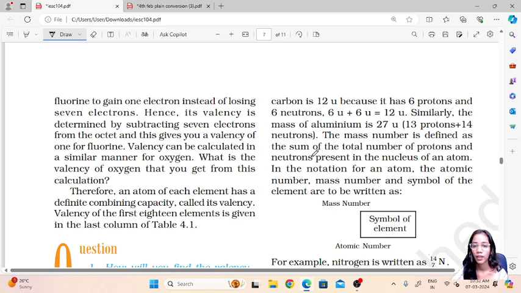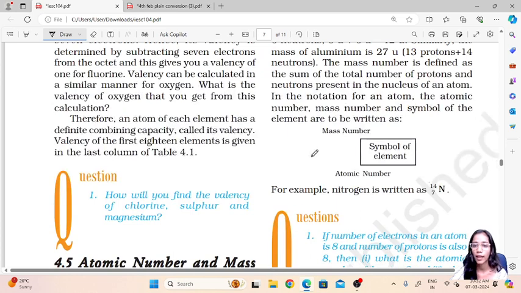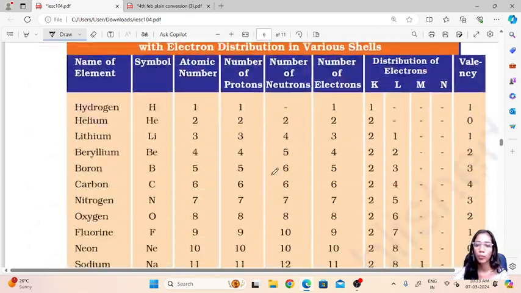In the notation for an atom, we have the atomic number, the mass number and the symbol of the element. Two things we have to look for in an atom of an element are the atomic number and the mass number. The third thing which we need to know is the symbol of an element. The symbols are very important.